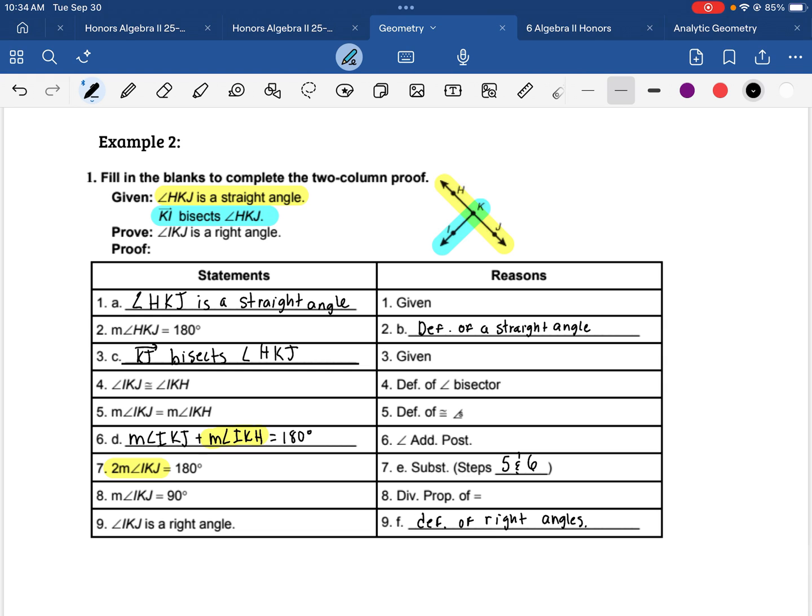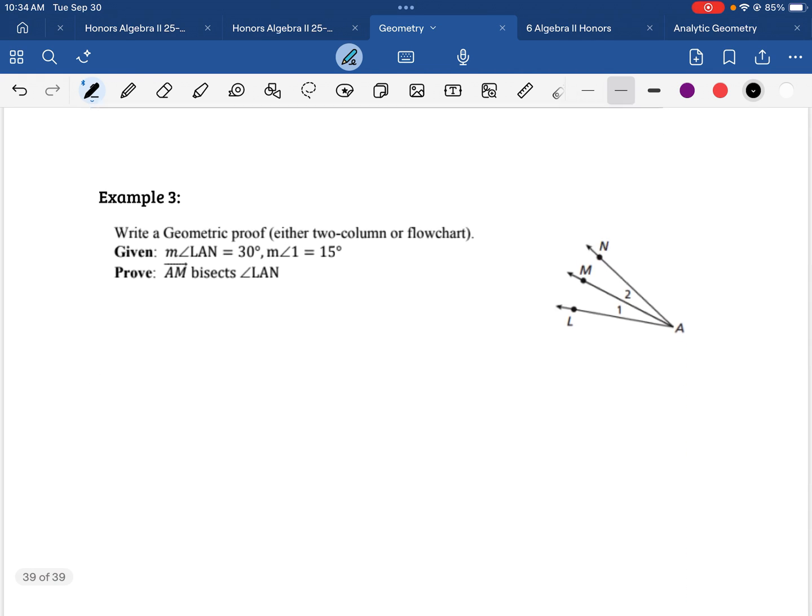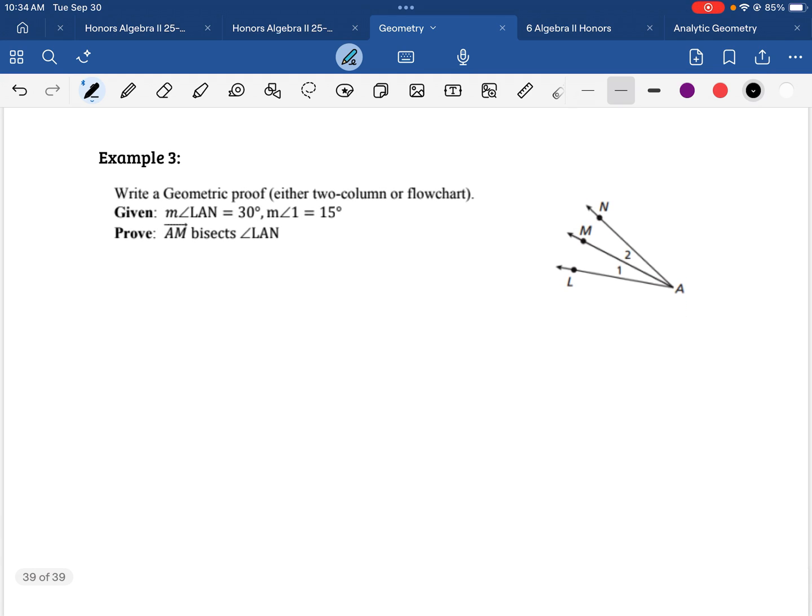All right, we've got one more example to go through, so if you want to take a second and try to start this proof on your own, pause the video, and then resume it, and I'll talk through it. Okay, we're going to write a 2-column proof.